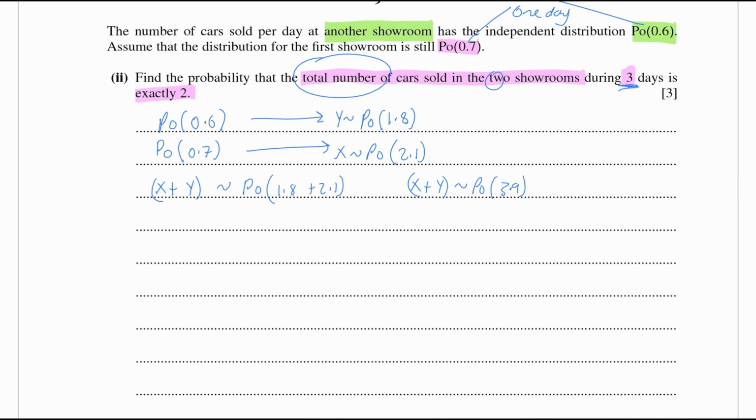Now that we've got our distribution, we can find the probability that the number of cars sold is exactly 2. So what is the probability that X plus Y equals 2? And that's very easy. It's e to the negative 3.9 times 3.9 squared over 2 factorial, which is equal to 0.154. And that should be it.